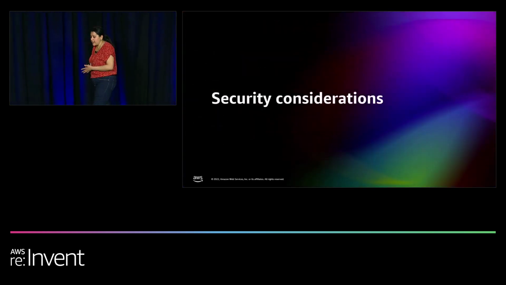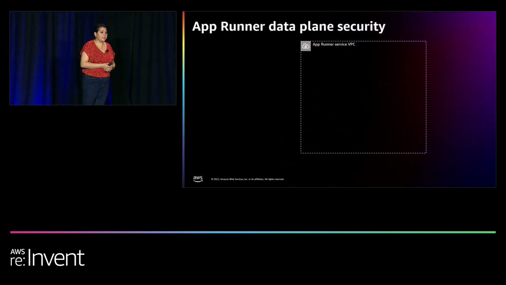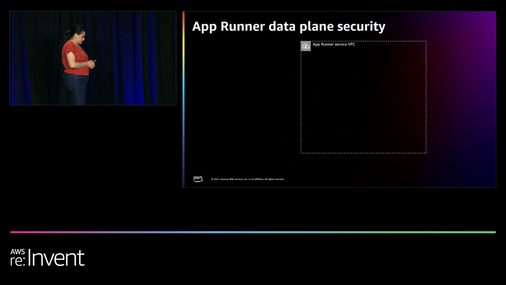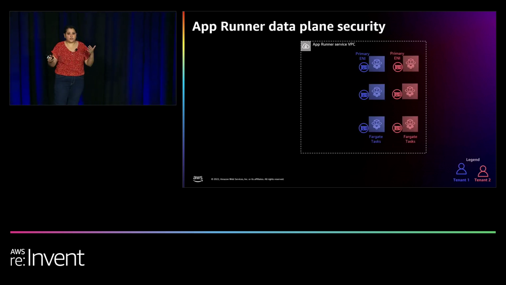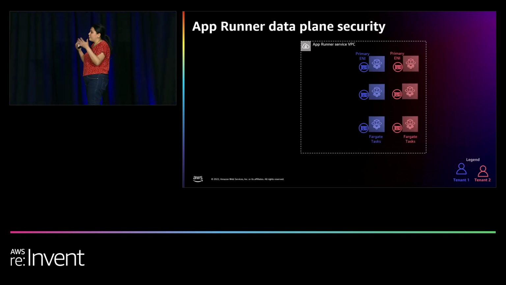So how do security considerations layer on top of this? Let's start with App Runner. So far, we looked at the case of a single service and how it works, a single App Runner service and how the logistics work.